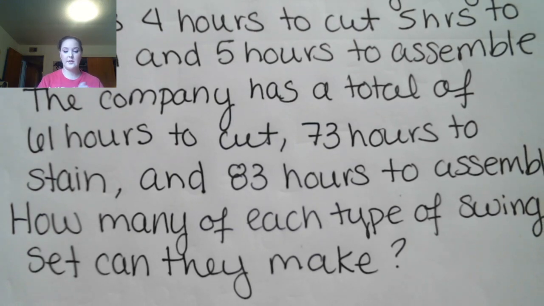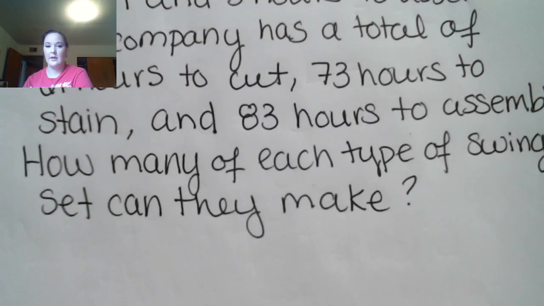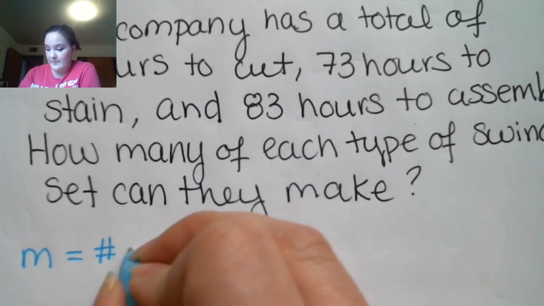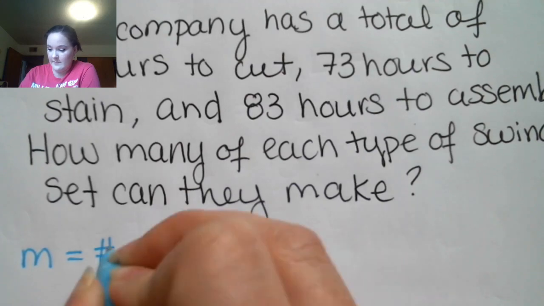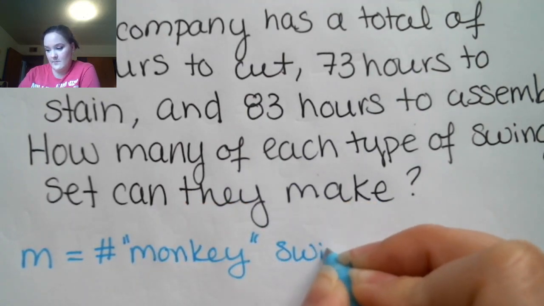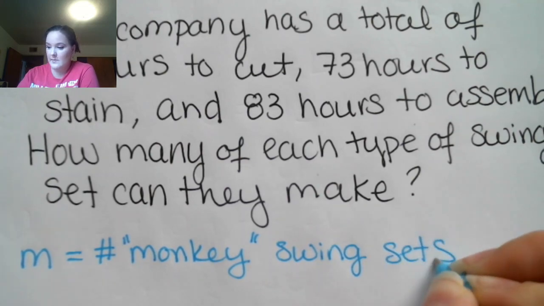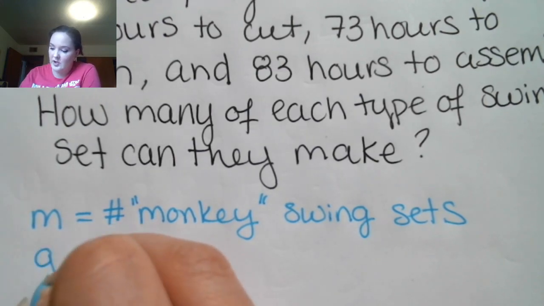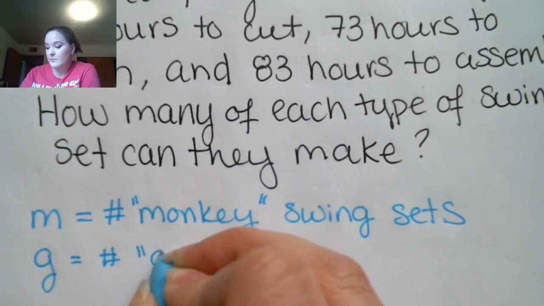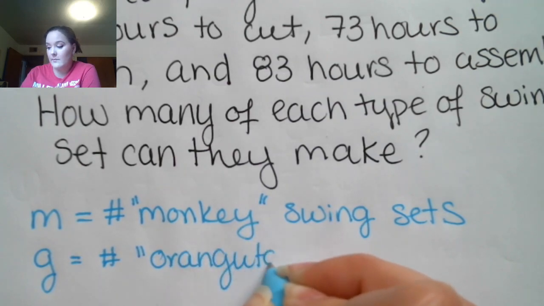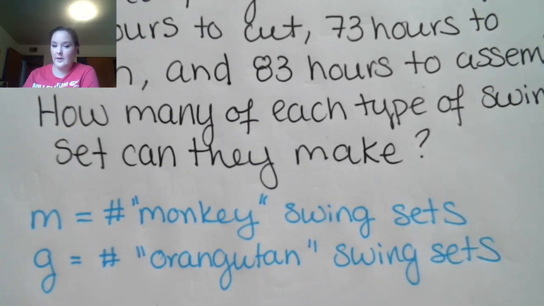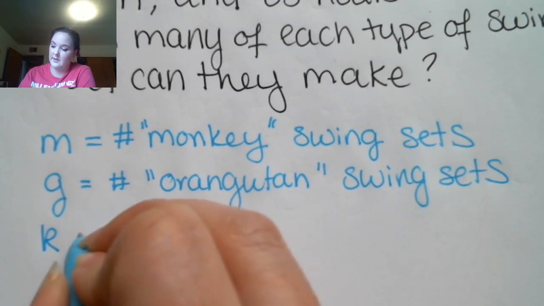Okay, so the first thing we're going to do, just like any word problem, is pick our variables. I'm going to use M for the number of monkey swing sets. Now I don't want to use O for orangutan because it'll look like a 0, so maybe I'll use G. And then I'll use K for King Kong swing sets.